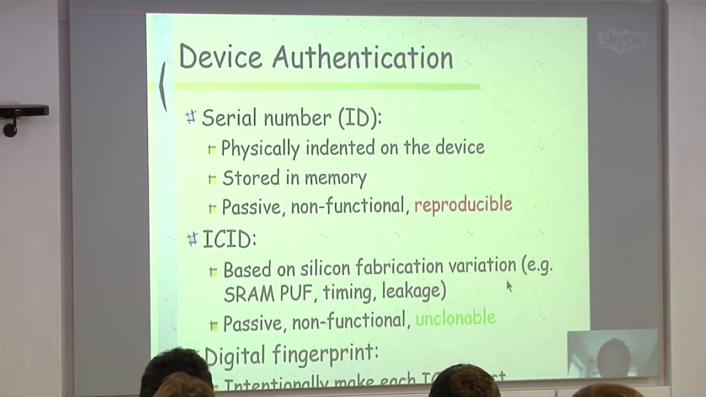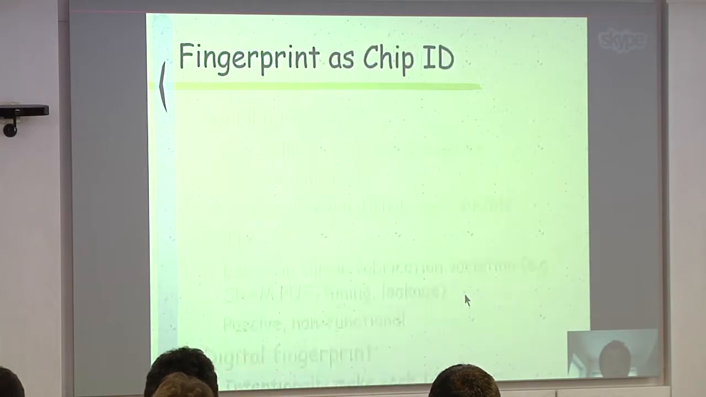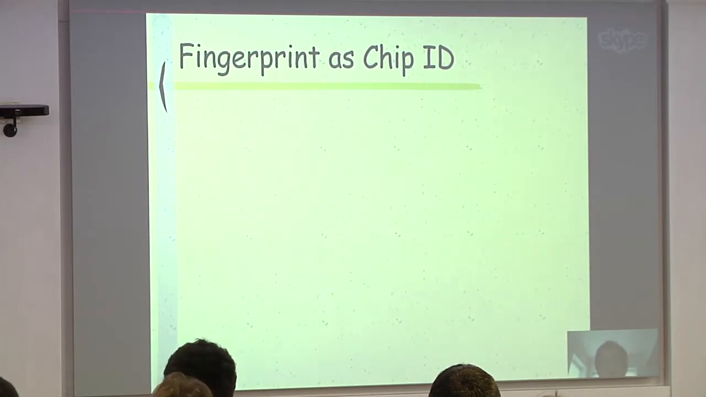And finally, I'm going to mention something called a digital fingerprint. These are things that designers deliberately put on the chip to make the chip distinct. I'm going to give you a quick history of the development of fingerprints for chip identification.